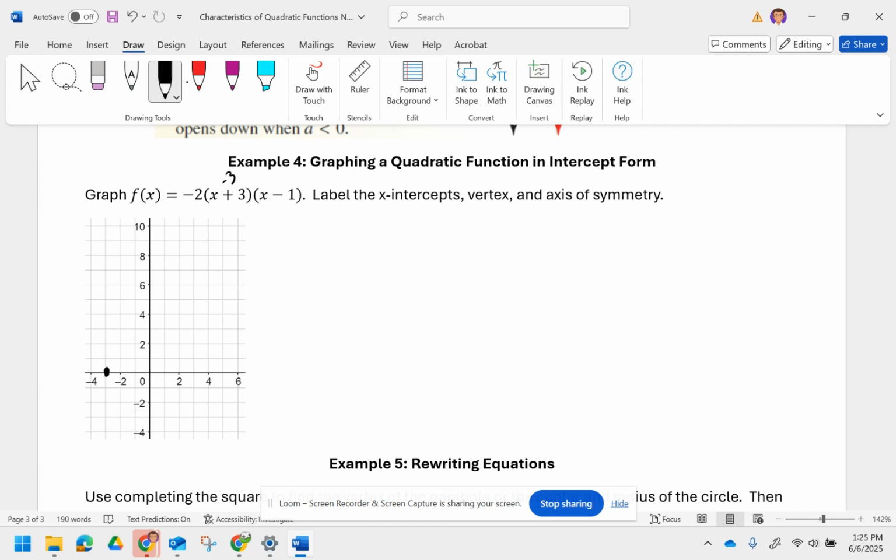Same thing over here. What value of x would make x minus 1 turn into a 0? Well, a positive 1. So that's going to be my other x-intercept. All right, I've now got these two x-intercepts. Right in the middle of them should be my axis of symmetry.